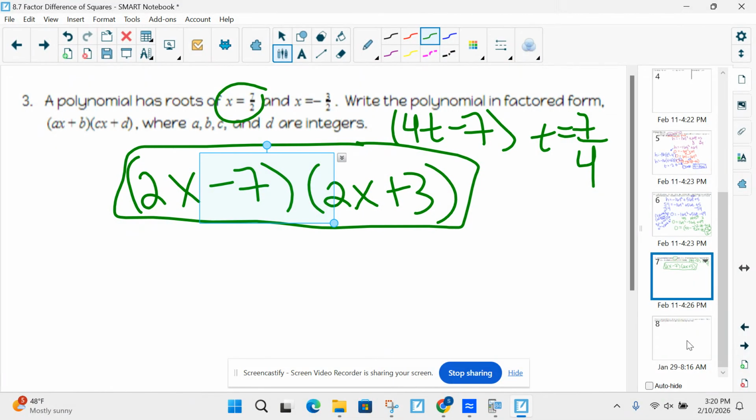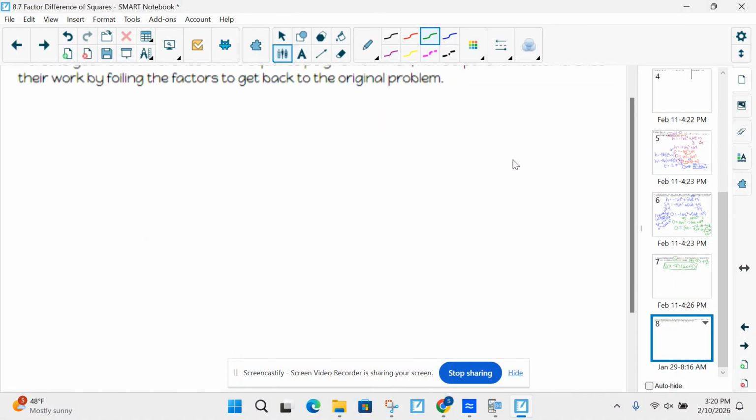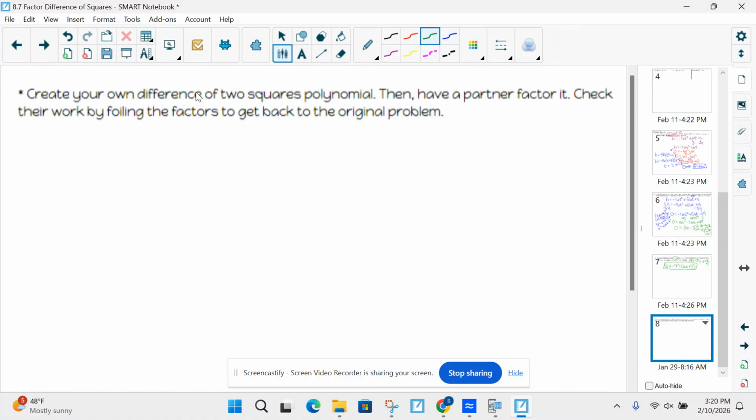And then the last question says create your own difference of squares polynomial, then have a partner check it. So if you want, you can try that question, making your own difference of squares.